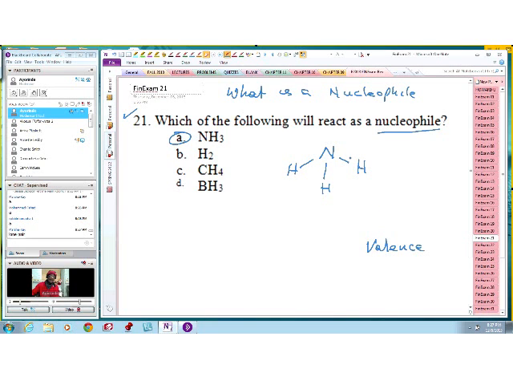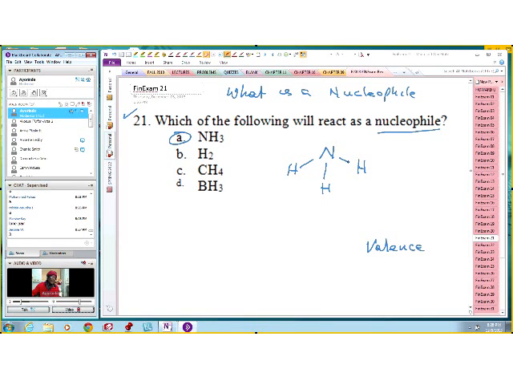Now, if you look at this molecule here, which is ammonia, if you actually ask yourself, how many electrons actually belong to nitrogen in this molecule? Does anybody know? How many electrons actually belong to nitrogen in ammonia?